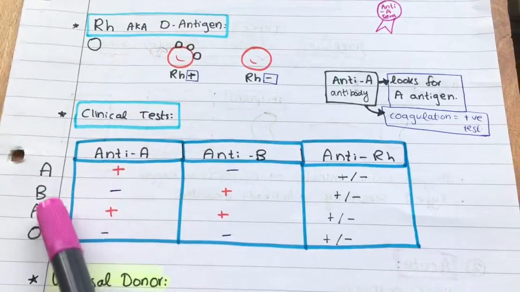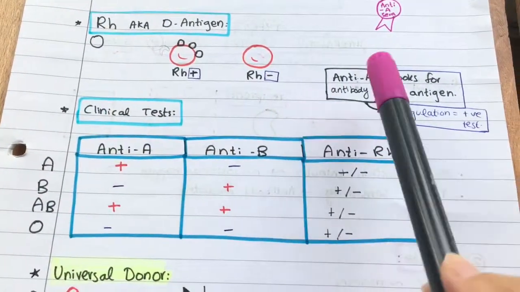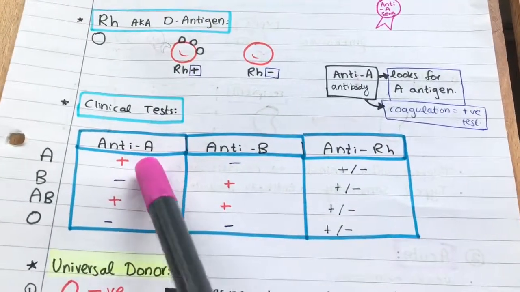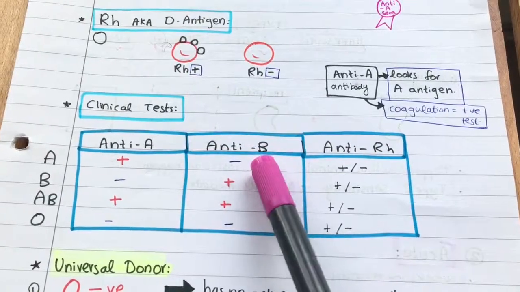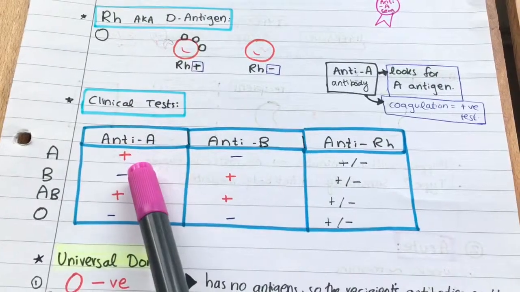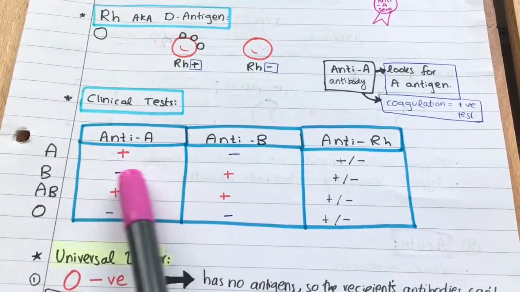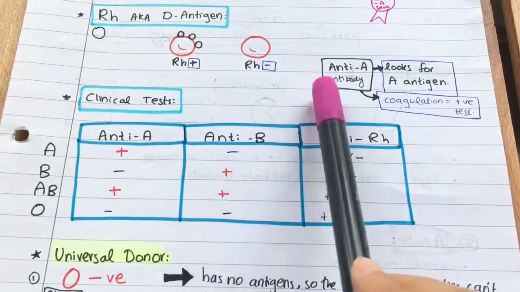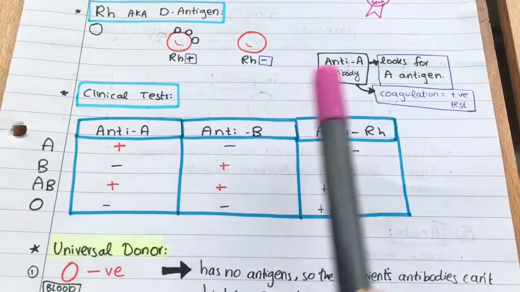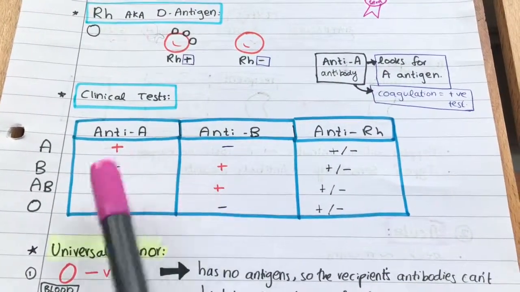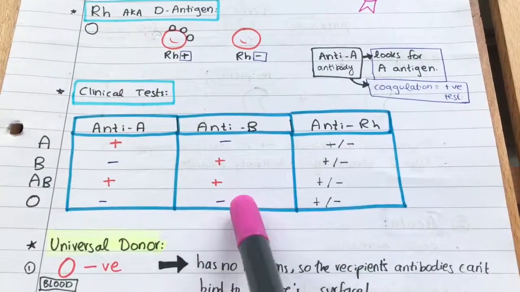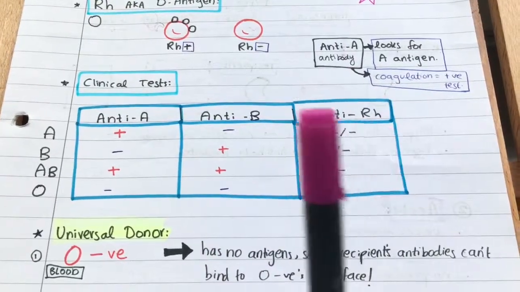So in an A blood type, when we add in the anti-A antibody, it's going to show us a positive coagulation test, and it's going to be negative for anti-B. For a B blood type, once we add in the anti-A antiserum, it's going to give us no coagulation, but once we add in the anti-B antibody, it's going to be positive. In AB, of course, it's going to have both of the antigens, so we're going to have positive for both, and O is not going to show any reaction. Why? Because it has no antigen, so it cannot react.